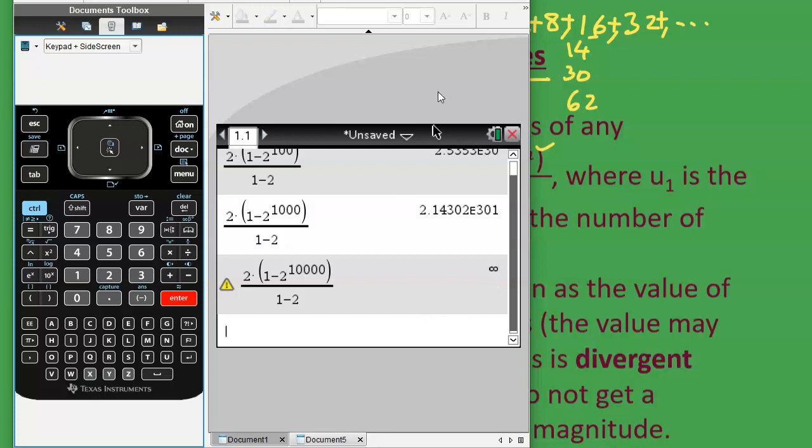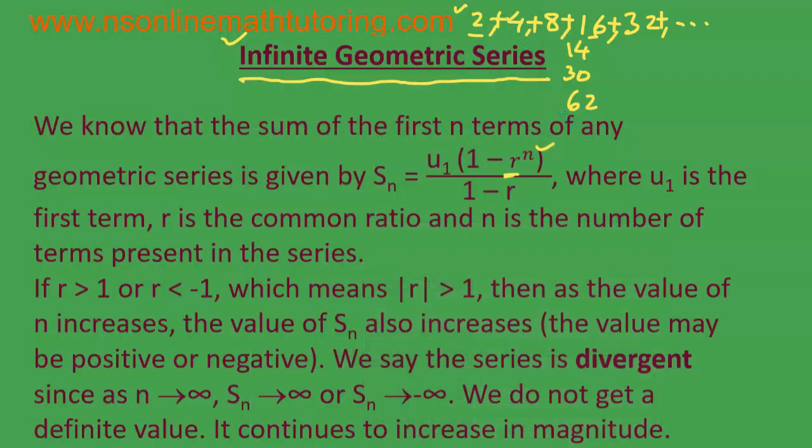So, we definitely cannot give the sum total of this infinite geometric series. It is not possible. We have seen the calculator is giving us an answer of positive infinity. And this is the case when r is greater than 1. In this case, r was equal to 2. What happens when r is less than negative 1?